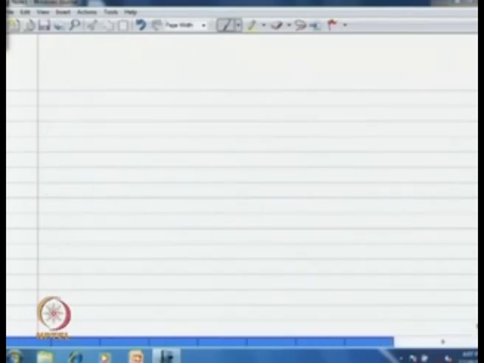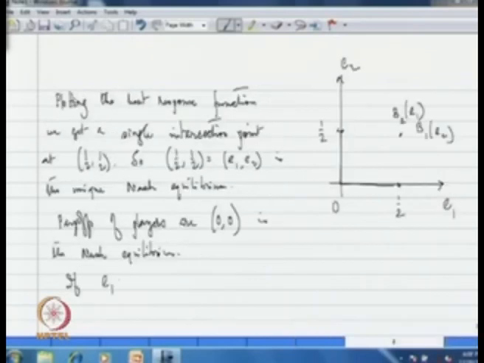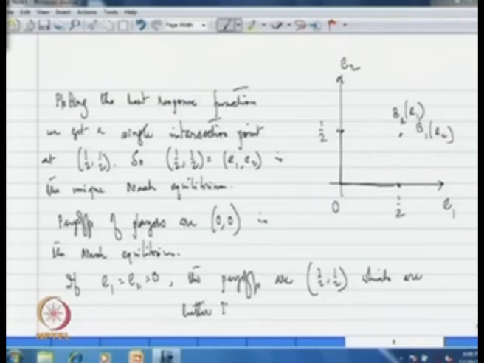It appears that there is at least one pair. If E1 is equal to E2 is equal to 0, the payoffs are, again the market is getting divided here, half and half, which are better than 0, 0. So, there is at least one better pair of actions.